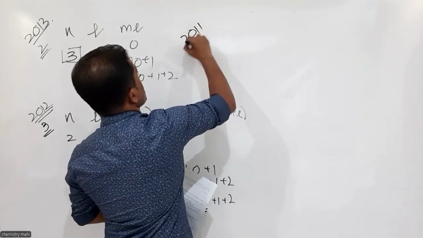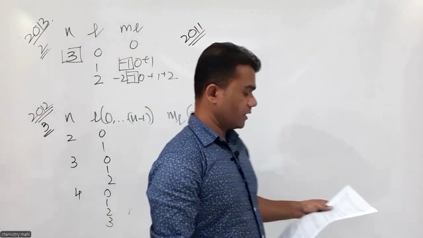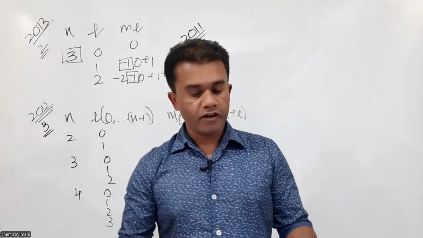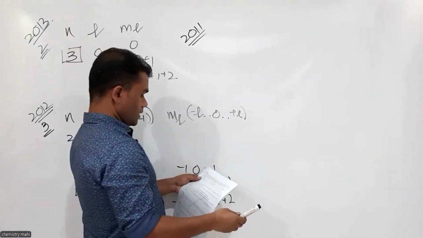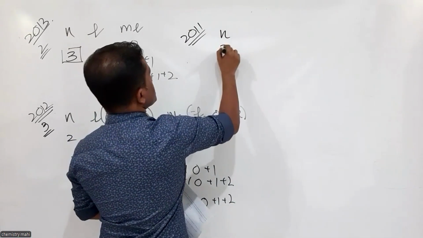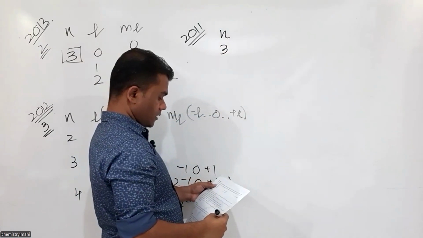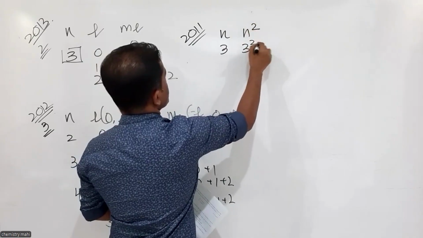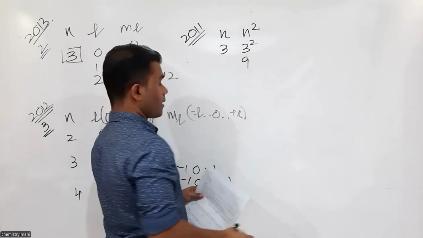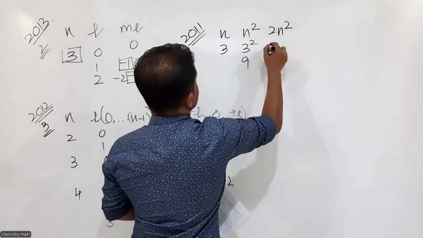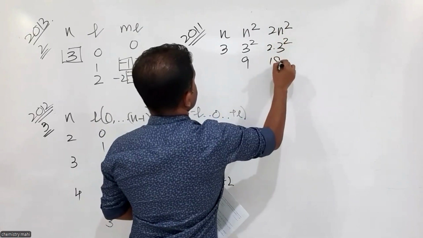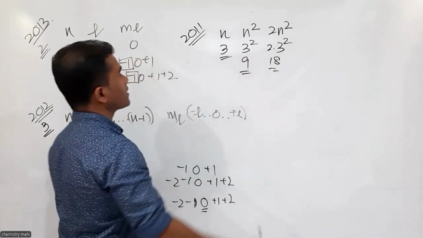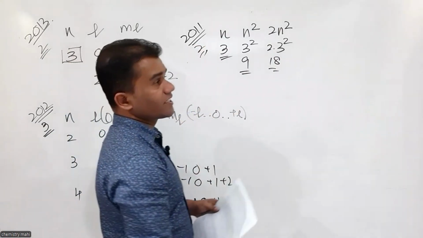Let's move to the 2011 quantum number part. Again, they ask the number of subshells, orbitals and maximum number of electrons for n equals 3. The number of subshells is equal to n, meaning 3. The number of orbitals is given by n squared, so 3 squared is 9. The maximum number of electrons is given by 2n squared, so 2 times 3 squared is 18. It should be 3, 9, 18, found in the second answer. So in 2011 it's answer 2.